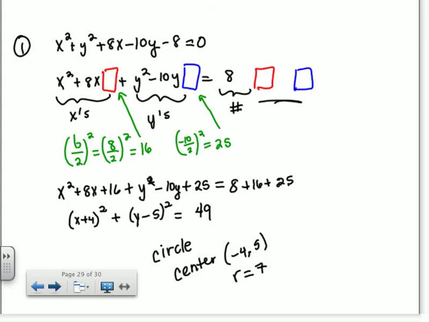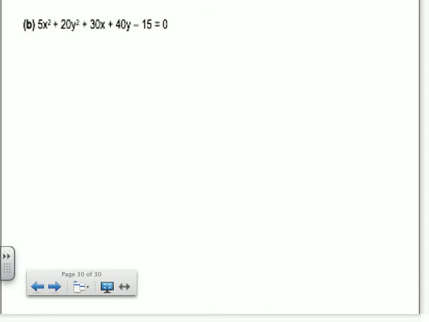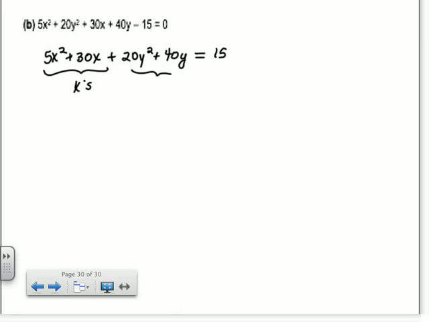All right, next. Okay, this one is a little bit harder. So put your x's together. Put your y's together. Put your number on the other side. Okay, so what makes this one harder? You could divide by 5, but it's still going to be kind of a hard problem. Do you see what she's saying?